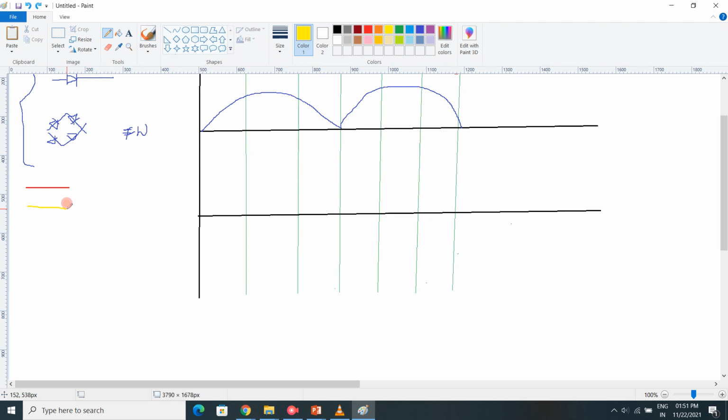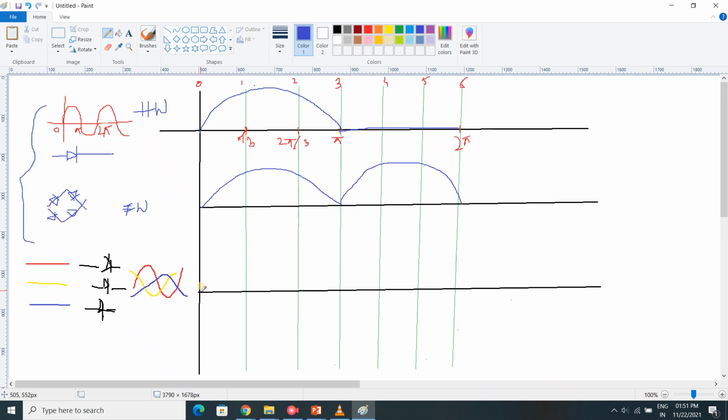That means suppose we have R, Y and B like this. We will use one rectifier for Y, one rectifier for R, one rectifier for B, like this. So the supply is 3 phase in this way. So our rectification will look like this.